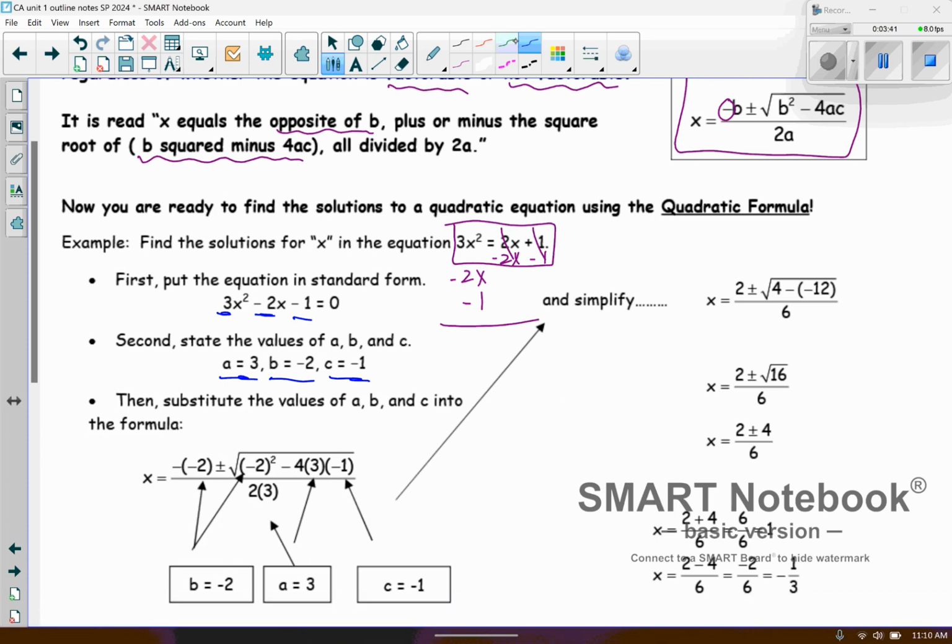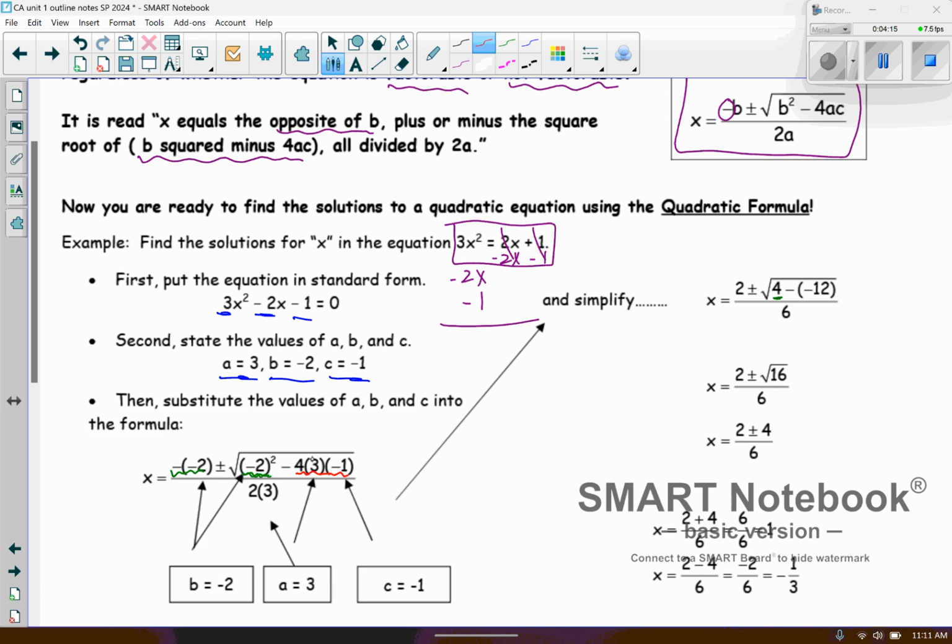First things first, we have the double negative right here. That'll simplify into a positive 2. Remember, up here we phrased it as the opposite of b. My b was negative 2, so the opposite of b is positive 2, plus or minus. Now you have to be careful here. A lot of times when students square negative 2, they come up with negative 4, but it's positive 4. Negative times a negative is positive. So negative 2 times negative 2 is positive 4 right here. And then next we want to multiply these three values together right here.